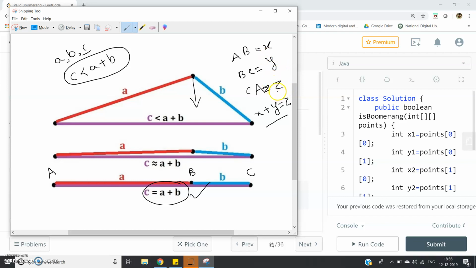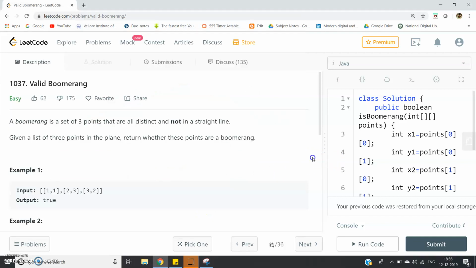If X plus Y equals Z, or if Y plus Z equals X, or if X plus Z equals Y, if any of the three conditions is satisfied, then no doubt they are on the same straight line. That's what I am going to follow here.